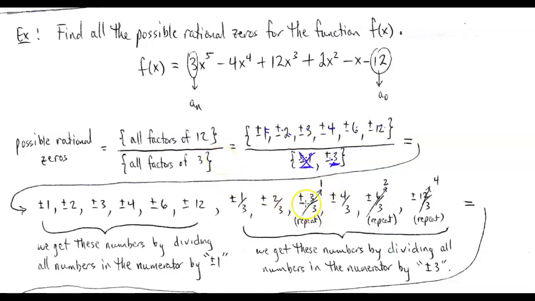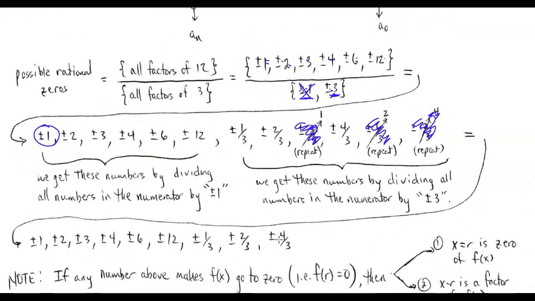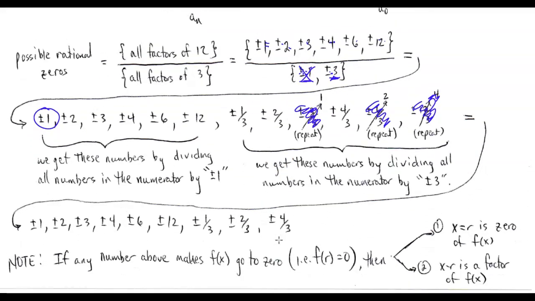And any factor that we see repeat, we just ignore it. Meaning, for instance, we have a plus or minus 1 here. We see that plus or minus 3 over 3 also gives us a plus or minus 1. So I don't have to worry about this. I already have it listed once, so I don't have to list it again. Same thing here, 6 divided by 3 is 2, 12 divided by 3 is 4. So all of the non-repeating factor combinations that we get is what our list of possible zeros would be.